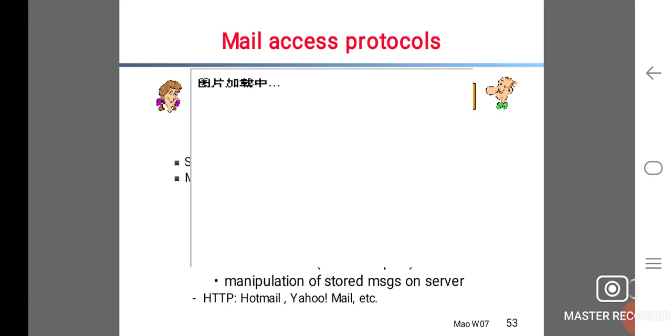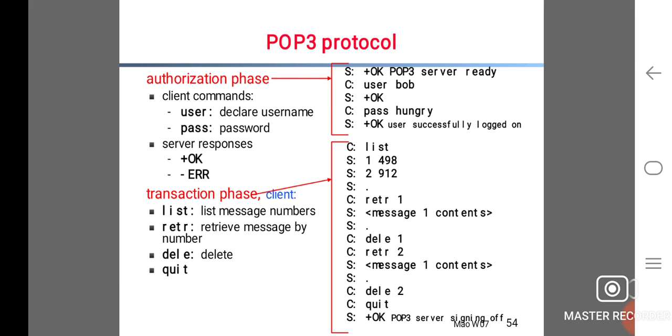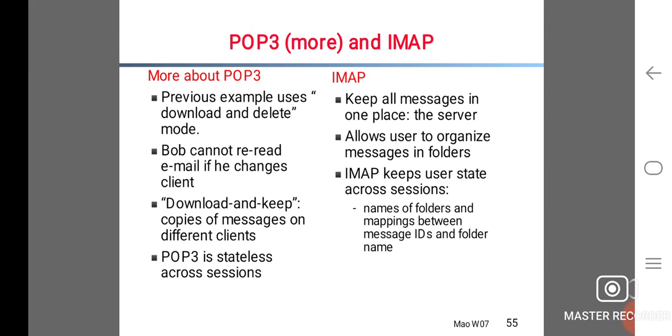Mail access protocols: manipulation of stored messages on the server. HTTP is used by Hotmail, Yahoo mail, etc. POP3 protocol has an authorization phase, with client commands USER to declare the username and PASS for the password, and server responses +OK or -ERR. In the transaction phase, the client uses LIST to list message numbers, RETR to retrieve a message by number, DELE to delete, and then QUIT.